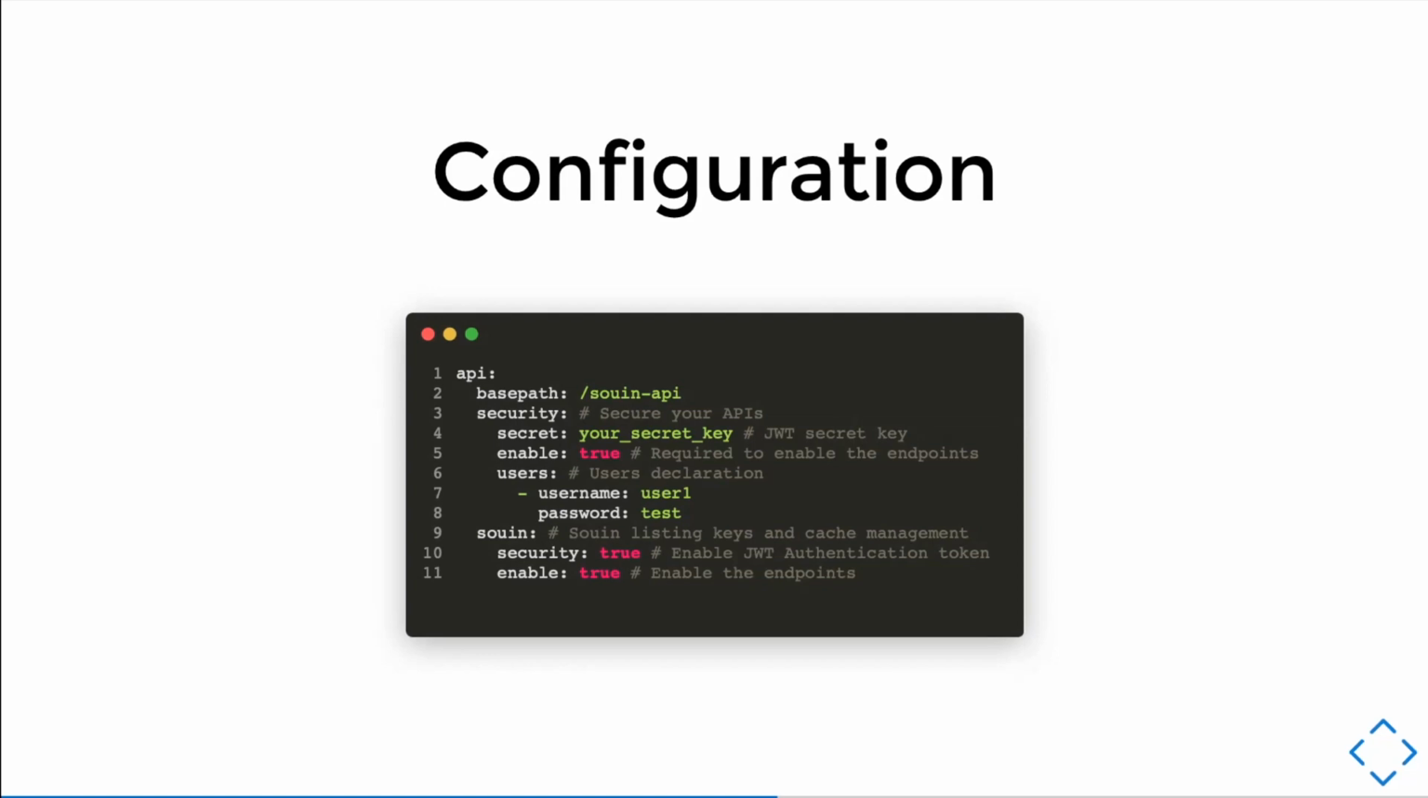Then specifically for the security endpoint, you are allowed to define a secret and a list of users to be able to log in as these users. And for the Souin endpoint, you can tell that you want to protect related routes behind a JWT security firewall.